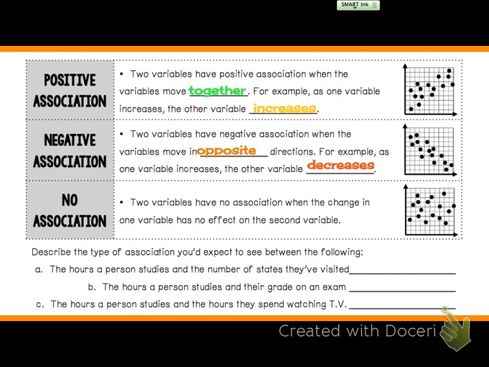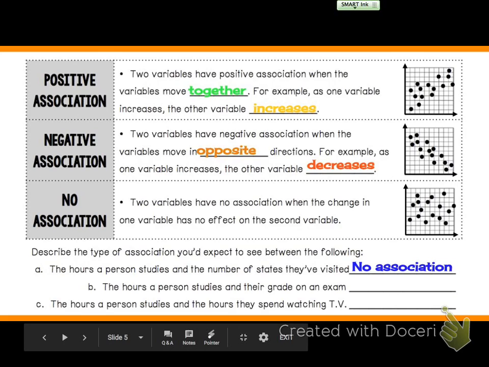Okay, so describe the type of association you expect to see between the following. A, the hours a person studies and the number of states they visited. Do you think that'd be a positive, a negative, or no association? The hours a person studies and the number of states they visited. It would be no association.